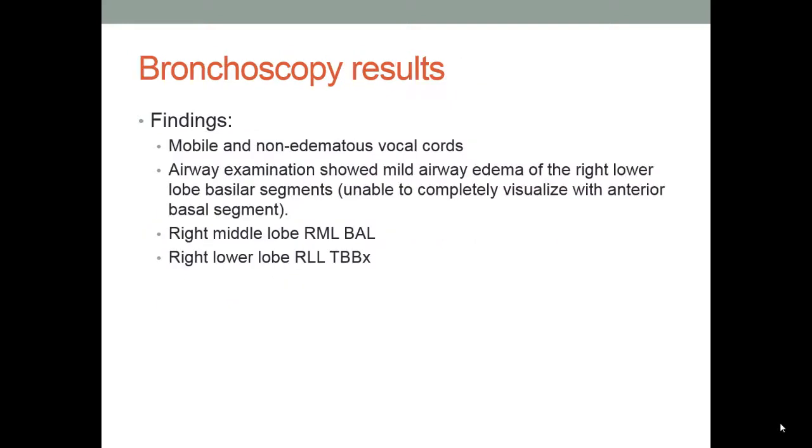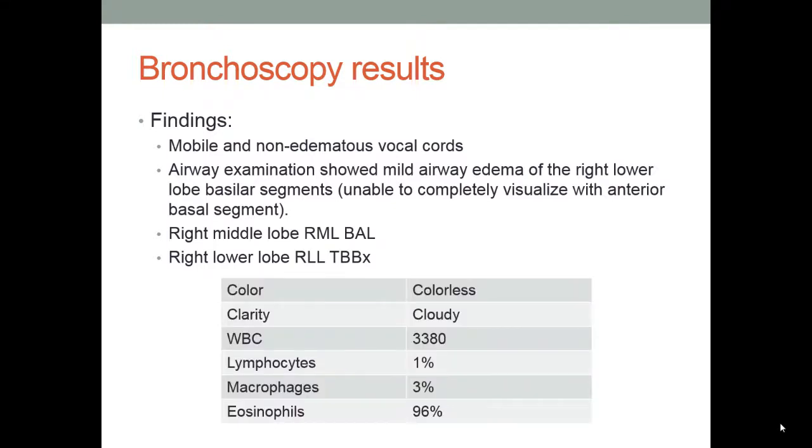So getting back to our patient, he underwent his bronchoscopy, found to have mobile, non-edematous vocal cords. Airway exam showed some mild airway edema in the right lower lobe, and he had a right middle lobe BAL, right lower lobe transbronchial biopsy done. BAL results, you can see high amount of WBCs with 96% eosinophils.